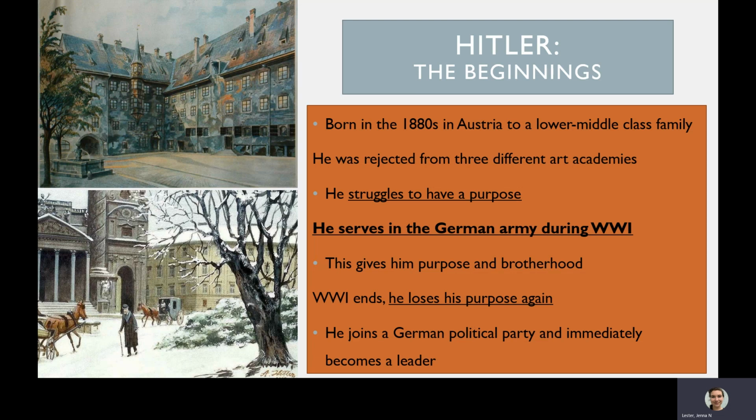So World War I ends, and he is furious about his adopted country. He adopts Germany as his country, and he's furious about this embarrassment. So he joins a German political party with the goal of improving Germany and bringing honor back to Germany. That's his goal. He joins this political party and immediately becomes the leader of it.